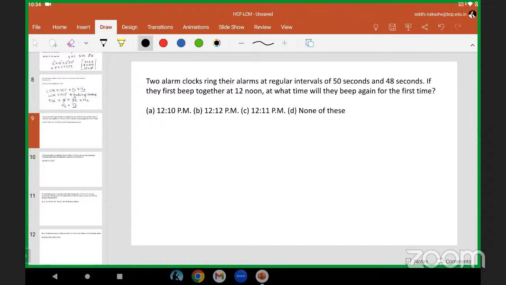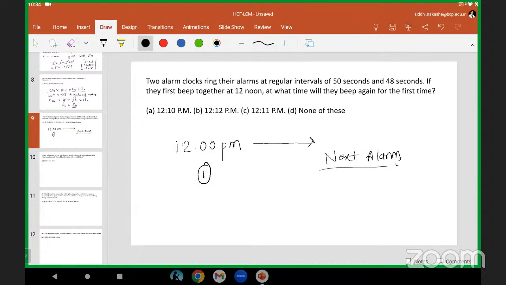So moving on to the question. What we want to find out in this question is the first beep at 12 noon. So let's say the first beep was at 12 p.m. Now the next alarm that will go together. If they want to go together, they need to have a common multiple. So basically the first beep is done at 12 p.m. and now we want to find the next.